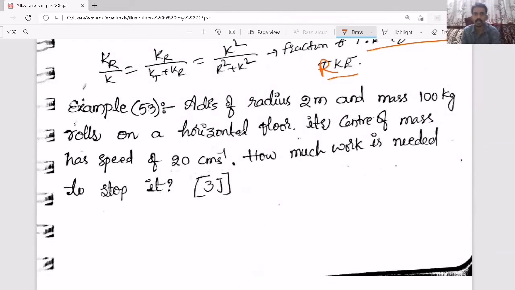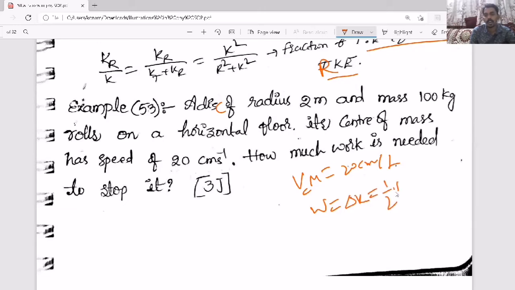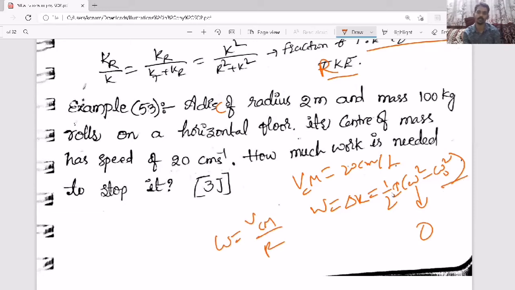Here, a disc of radius 2 meter and some mass rolls on a horizontal floor. Its center of mass has speed, and the VCM value given is 20 centimeter per second. How much work is needed to stop it? Work means change in kinetic energy, that is half I, omega square minus omega naught square. Finally, since it stops, the final value is 0. The initial value is given, where omega equals VCM by R. Then you will get the VCM value.